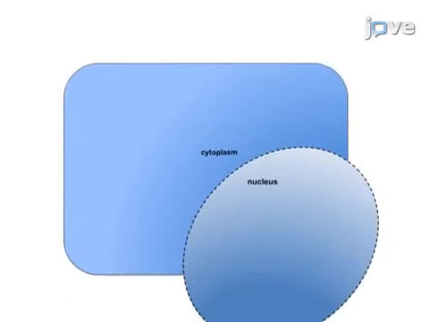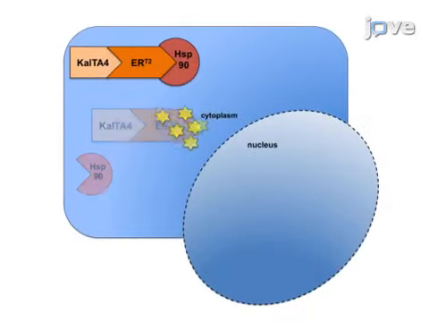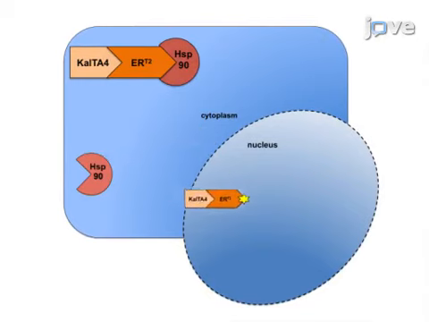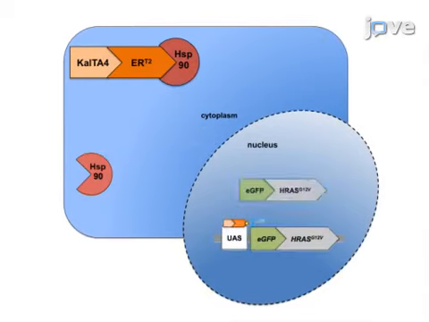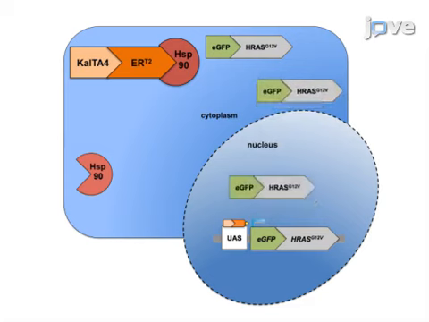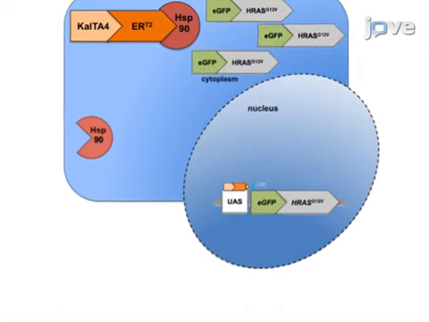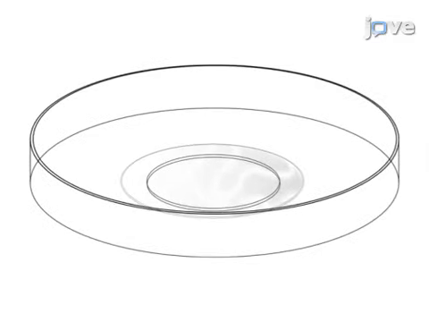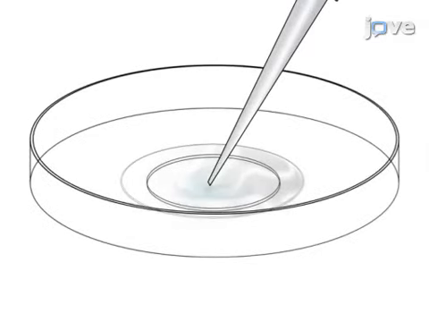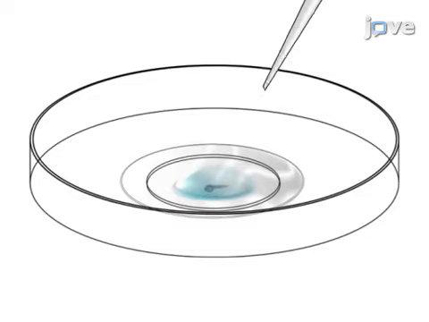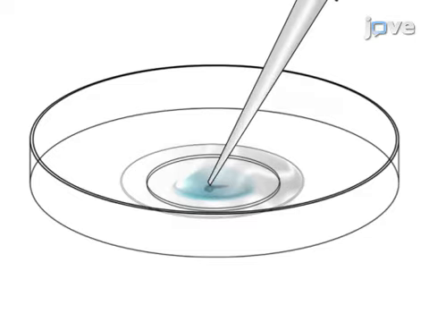Next, 4-hydroxytamoxifen is used to drive nuclear translocation of Gal4-ERT2 and thereby overexpression of EGFP-HRAS G12V. Embryos expressing EGFP-HRAS G12V in keratinocytes are then prepared for live imaging by embedding them in agarose.